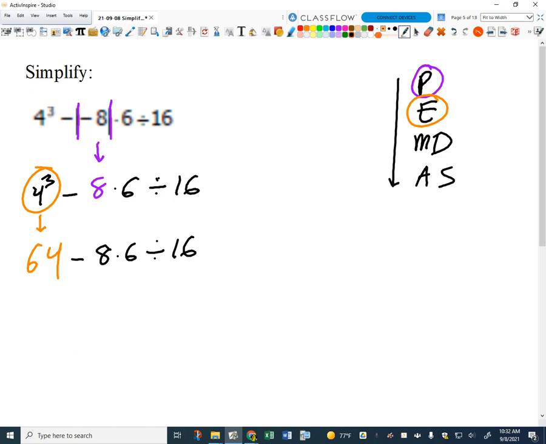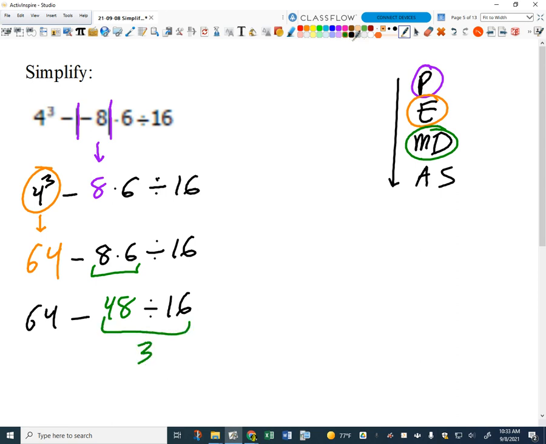So technically, what comes next? Multiplication and division. Okay. Well, we've got to go left to right. So what's the first thing we encounter? Multiplication. Okay, so then we've got to deal with that part, don't we? So that's going to become a 48. And so we've got 64 minus 48 divided by 16. What's next? Okay, now we've got division. 48 divided by 16 is 3.